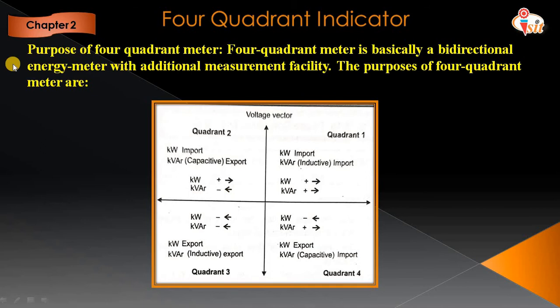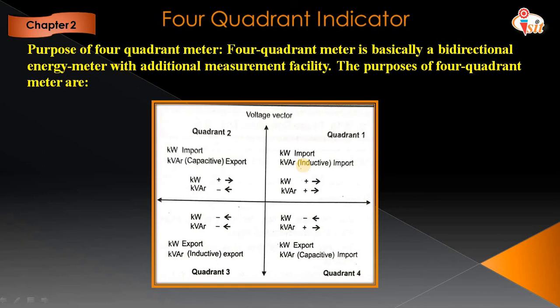Now see here, quadrant 1. What quadrant 1 says is that both the powers flow positively to the consumer load. Here the power factor is lagging, because an inductive load is considered. That's why in quadrant 1 the power factor is lagging. Again I am saying that both these powers flow towards the consumer. Here the power factor is lagging.